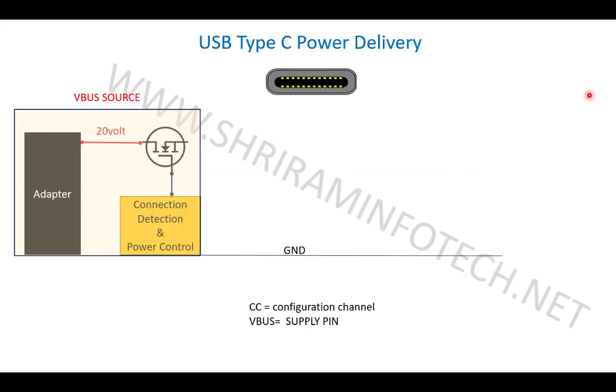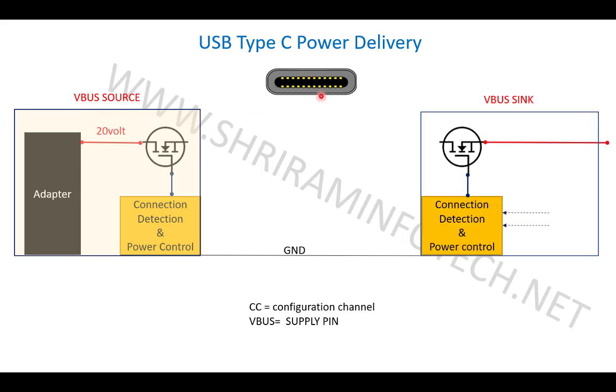So we'll see how the power delivery system works. Suppose this is my adapter. So we can say it's a source. Source means the provider, and this section is called the sink, that means the receiver. So this side is a source and this side is a receiver. Then we connect the cable to both devices. Then first they communicate via the CC line.